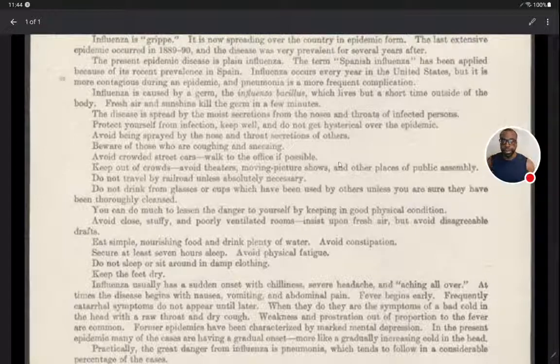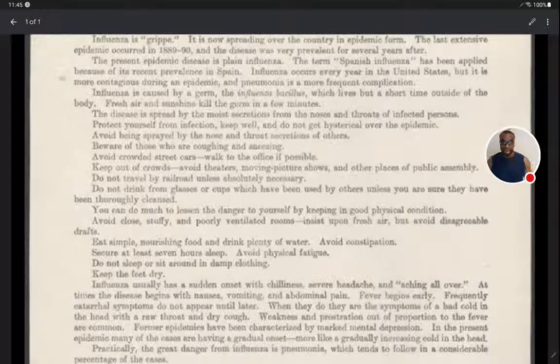It says the present epidemic disease is plain influenza. The term Spanish influenza has been applied because of its recent prevalence in Spain. Influenza occurs every year in the United States, but it is more contagious during an epidemic, and pneumonia is a more frequent complication. Influenza is caused by a germ, the influenza bacillus, which lives but a short time outside the body. Fresh air and sunshine will kill the germ in a few minutes. The disease is spread by the moist secretions from the nose and throats of infected persons. Protect yourself from infection, keep well, and do not get hysterical over the epidemic.